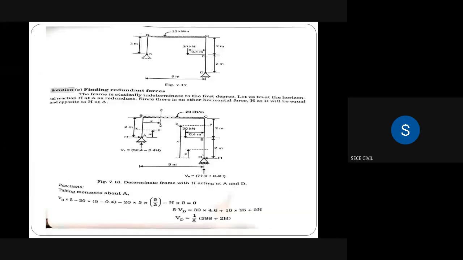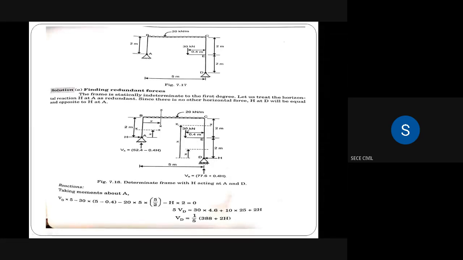Here also, the right side of the section only. Because of VD, there will not be any moment. Because of H, we'll get moment, and because of H, we'll get clockwise. On the right side of the section, clockwise means negative, anti-clockwise means positive. So H will give clockwise only, so minus H into X, same distance X.